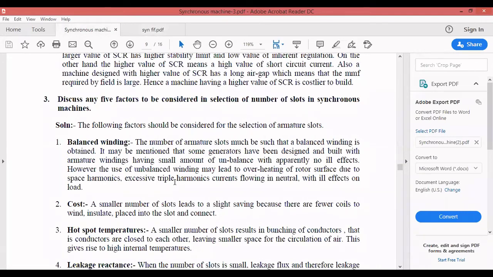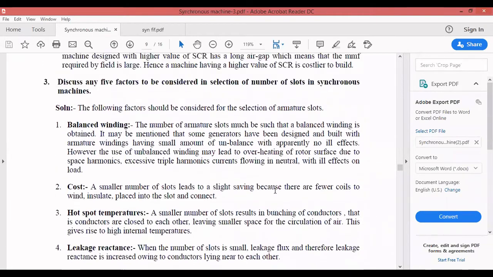You can see a triple harmonics current flowing in the neutral, and this will cause ill effects on the load as well as overheating of the rotor surface. So you have to select the armature slots in such a way that you achieve a balanced winding. That is the thing here.